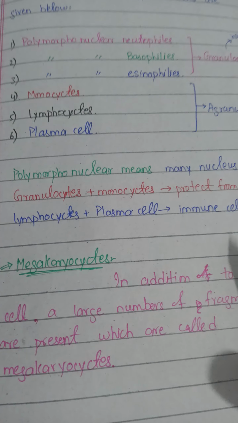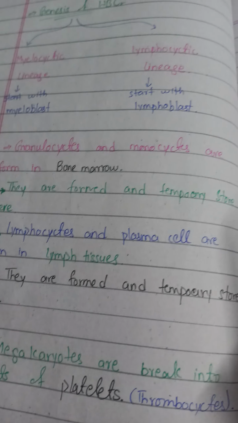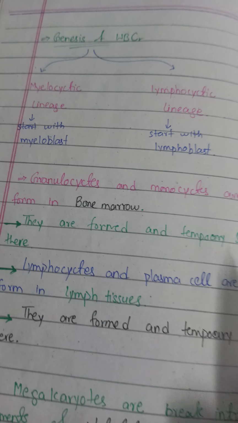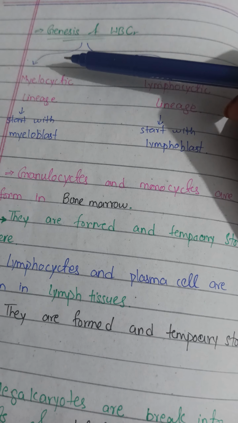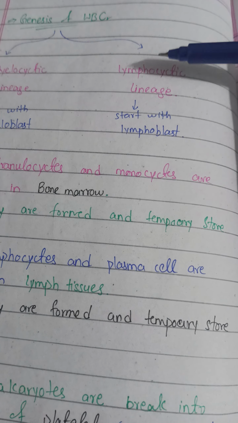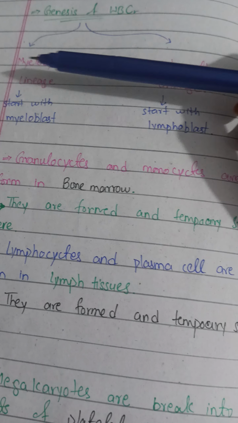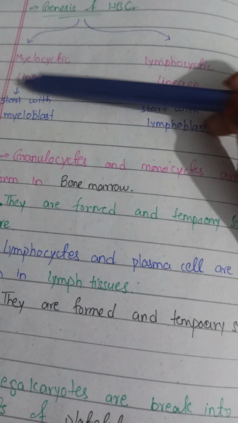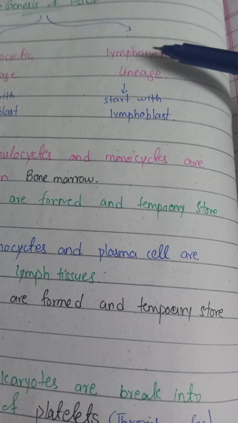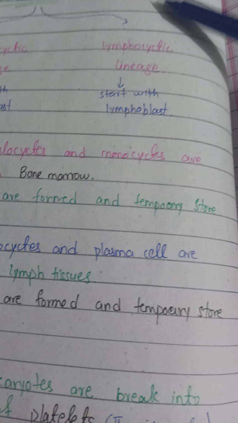Now we have to discuss the production of white blood cells, how they are produced, and the genesis of white blood cells. In the genesis of white blood cells we have the myelocytic lineage and the lymphocytic lineage. The myelocytic lineage starts from the myeloblast, so therefore we name it the myelocytic lineage. And the lymphocytic lineage starts with the lymphoblast, so therefore it is named the lymphocytic lineage.